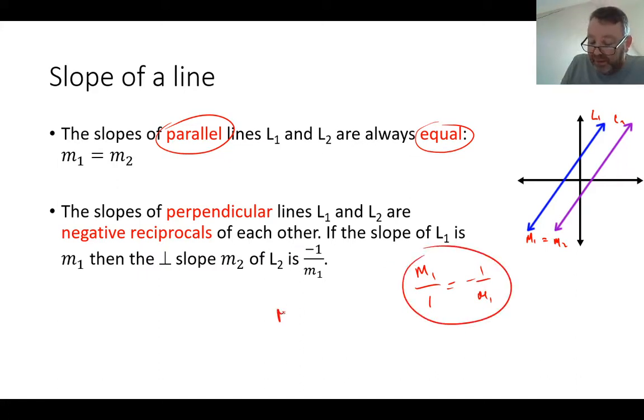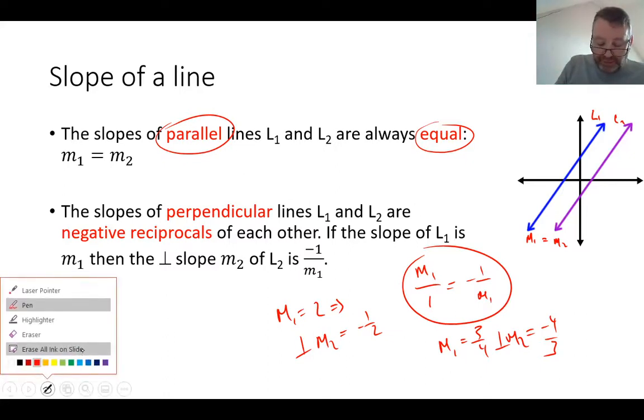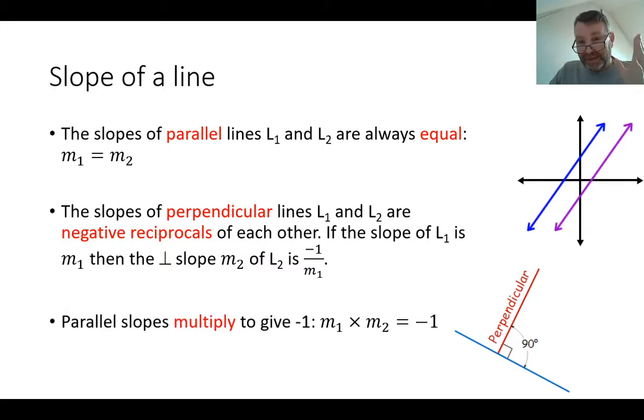So what does that mean? If M1 was equal to 2, that means that M2, if it was perpendicular, would be minus a half. If M1 was 3/4, then M2, if it's perpendicular, would be minus 4 over 3. So in other words, when you know the slope of one line, make sure it's a fraction, change its sign, turn it upside down. That is what we call the negative reciprocal. Okay. Also, we know that whenever you multiply two perpendicular slopes, their answer is always minus 1. And that's key in using the M1 and the M2 in our calculations.